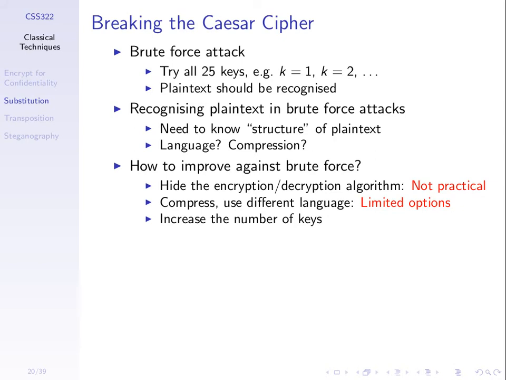So the only real way to protect against a brute force attack is increase the number of keys. Okay? 26 is not enough. You can do it manually in tens of minutes. You can do it on a computer almost instantaneously. Increase the number of keys so that a brute force attack which requires trying all keys would take too long.